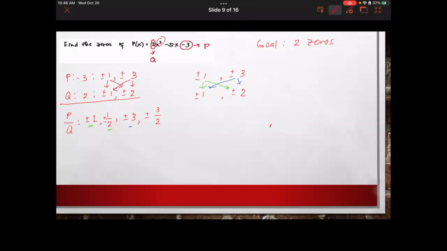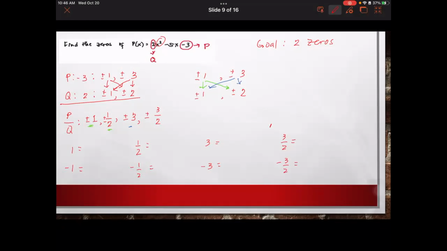Okay, so ang ating factors is positive and negative 1, positive and negative 1 half, positive and negative 3, and positive and negative 3 over 2. Dalawang zeros lang ang kailangan natin, pero meron tayong 8 factors. So, sulat natin siya: 1, negative 1, tapos 1 half, negative 1 half, tapos 3, negative 3, and 3 over 2, and negative 3 over 2.